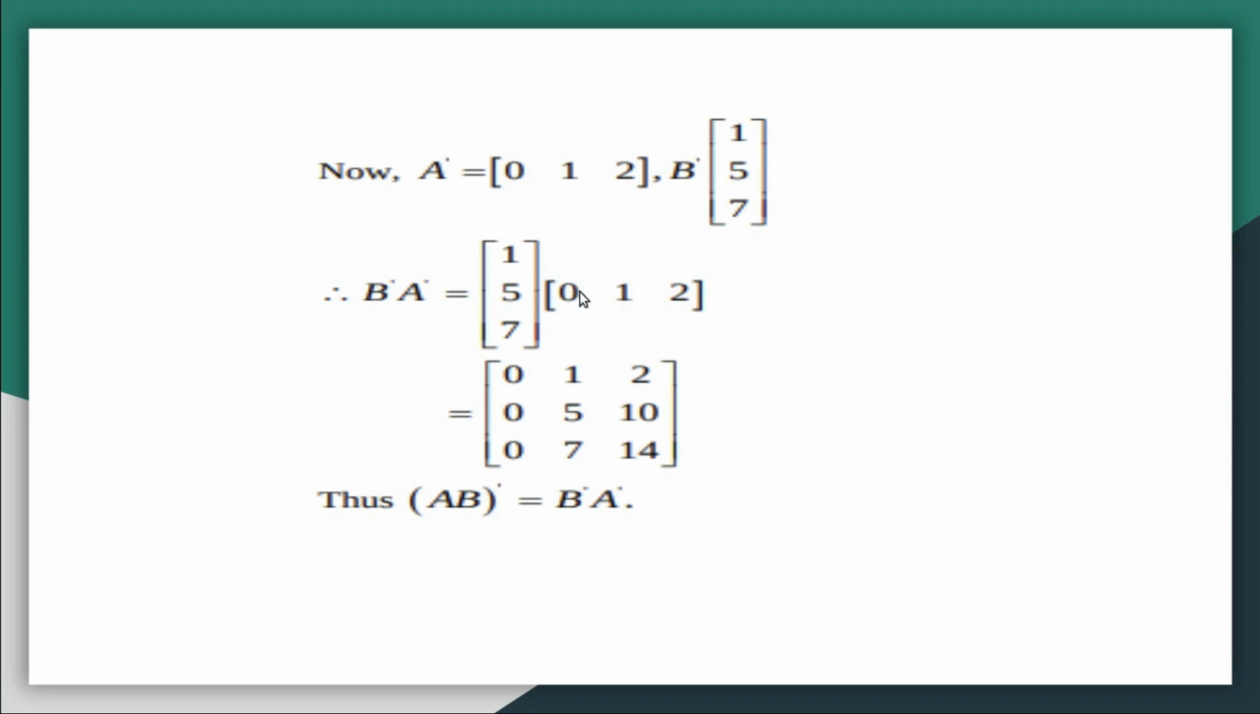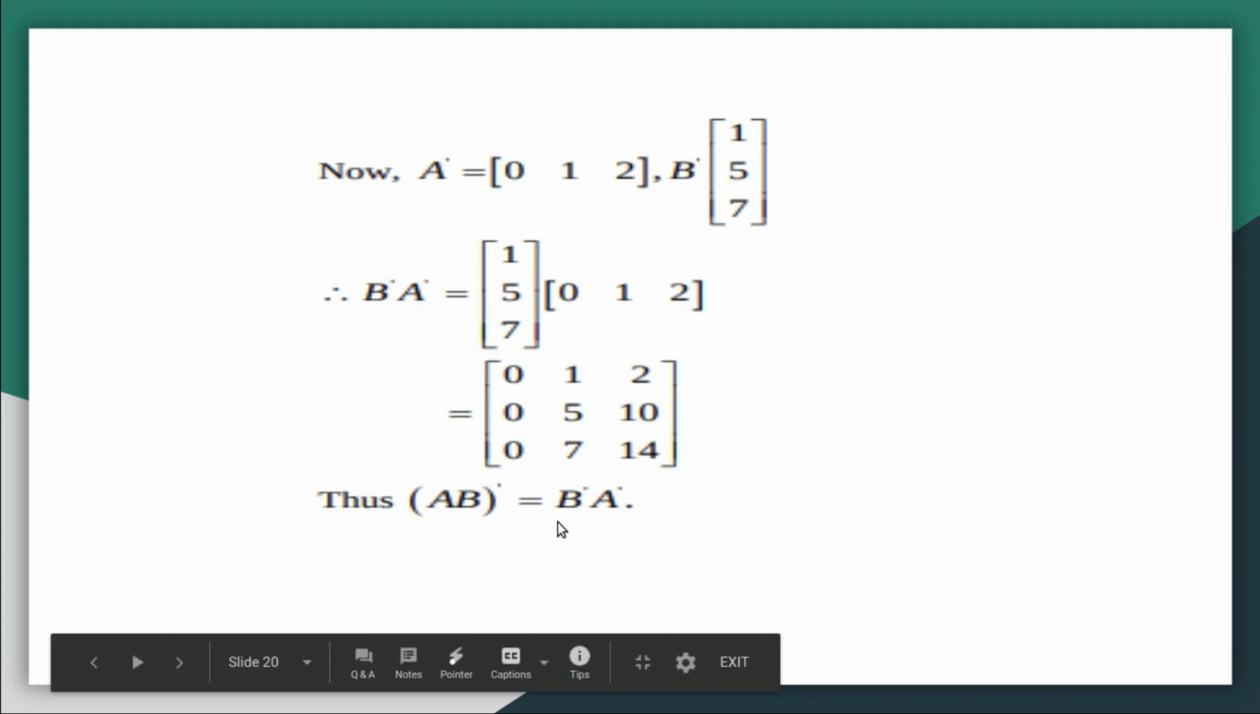First row into first column, 1 into 0, 0, 1 into 1, 1, 1 into 2, 2, 5 into 0, 0, 5 into 1, 5, 5 into 2, 10, 7 into 0 is 0, 7 into 1 is 7, 7 into 2, 14. So comparing these two matrices, AB whole transpose and B transpose A transpose, we get AB whole transpose equal to B transpose into A transpose.